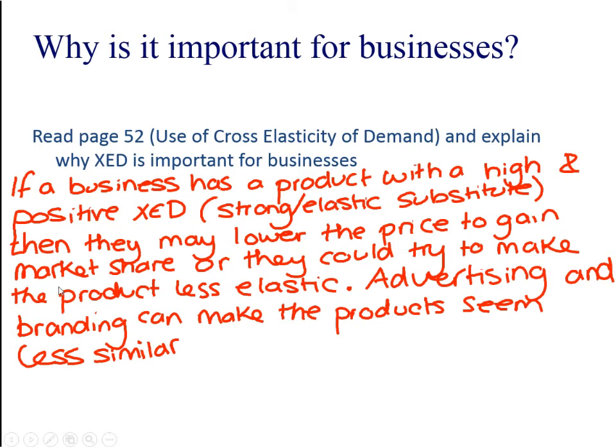So if you've got a very close substitute, so elastic, you're going to maybe want to lower the price to attract customers away from the other product, or you want to make them seem less similar, so less elastic. Try and make them seem more inelastic. The relationship is a bit weaker to each other. But what you definitely don't want to do is increase the price of your products, because they're close substitutes. If you increase the price of the product, people are going to go and purchase the other product.